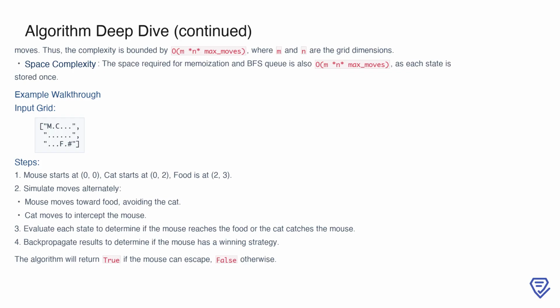To illustrate, consider a grid where the mouse starts at the top left corner, the cat is positioned a few cells away, and the food is located near the bottom right corner. The mouse must navigate toward the food while avoiding the cat, and the cat will attempt to intercept the mouse. By simulating the moves alternately, we evaluate each game state to determine whether the mouse can reach the food or if the cat can catch it. Finally, the algorithm backpropagates the results, analyzing all possible scenarios to conclude whether the mouse has a winning strategy. If the mouse can escape to the food, the algorithm returns true, otherwise, it returns false.